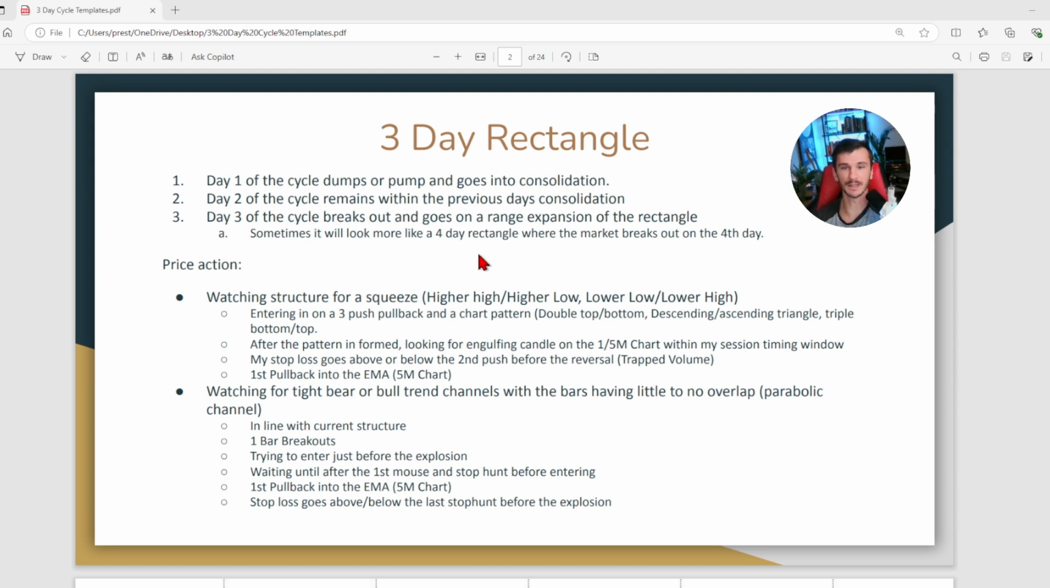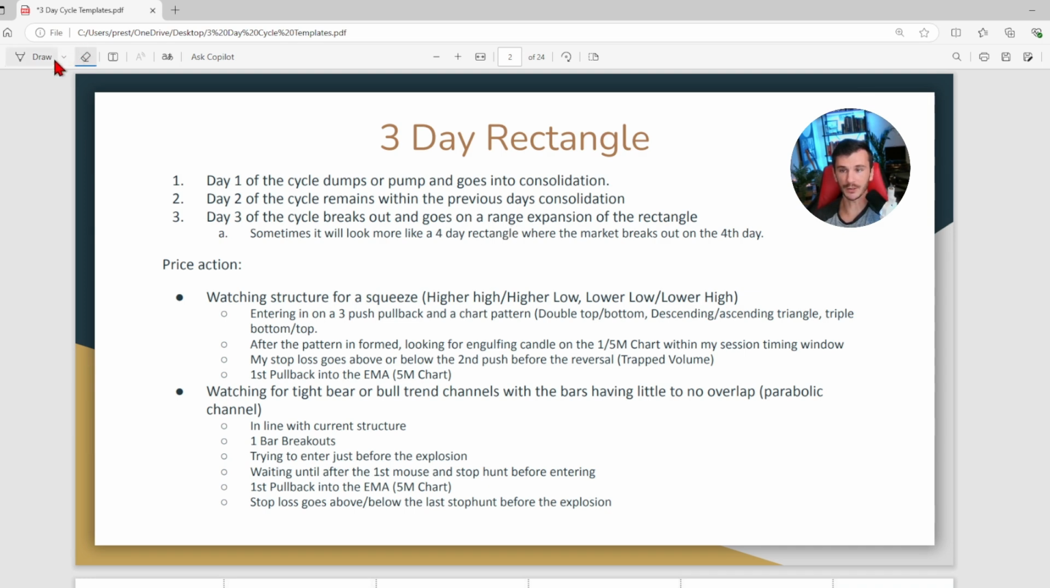This is not meant to be taken completely literally. Sometimes it'll dump down on the first day, and then you'll have the second day, and then the third day, and it's still inside of the rectangle, and you're wondering when it's going to actually break out. And then on the fourth day, you get your big move back up. Like I said, it's not meant to be taken completely literally. Sometimes you can add that extra day in there. Sometimes it looks like a 4-day rectangle.